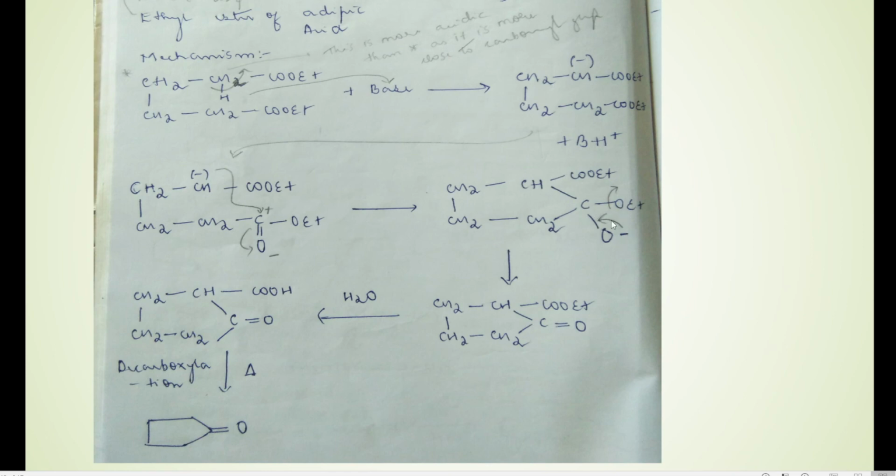Correct. Once this bond migrates back here, there will be two bonds here, 3, 4, 5. So in order to retain the carbon's valency, because the maximum valency carbon can have is 4, correct? So in order to retain its valency 4, what happens? There is an elimination of one of the bonds. One bond breaks, that is this group gets removed. The OEt group gets removed and you get a product like this, that is CH2 CH COOEt C double bond O CH2 CH2. What is the next step?